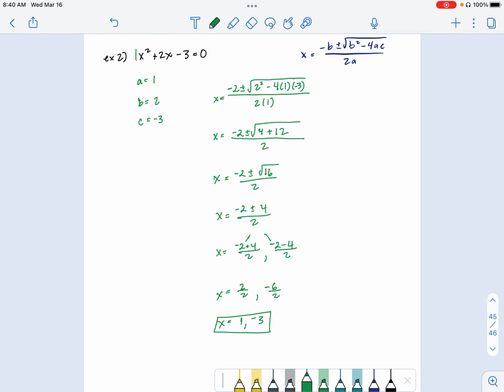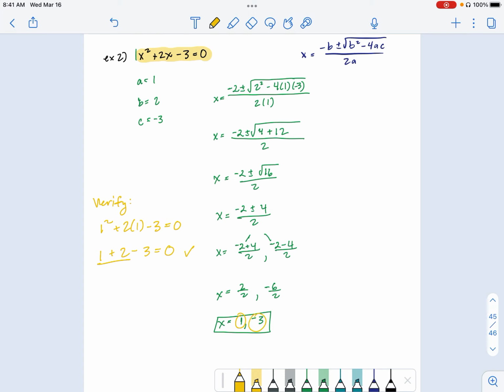We can check to make sure those answers are correct by substituting them back in. We can verify them by writing the original equation and substituting in 1 and then negative 3 and make sure we get equality. So let's try that here. Taking that 1 and putting it in the place of x, I get 1 squared plus 2 times 1 minus 3 equals 0. Well, that's 1 plus 2 minus 3 equals 0. And yes, indeed, 1 plus 2 minus 3 does equal 0.